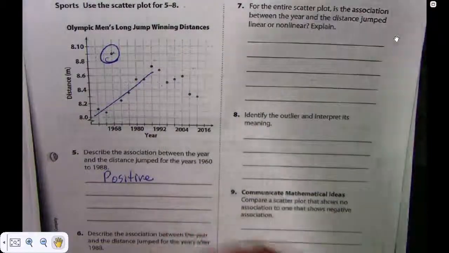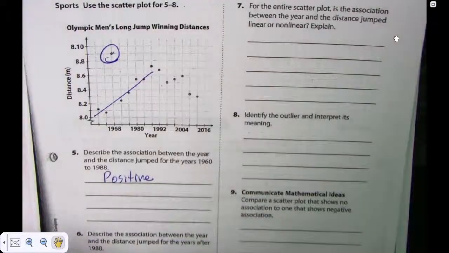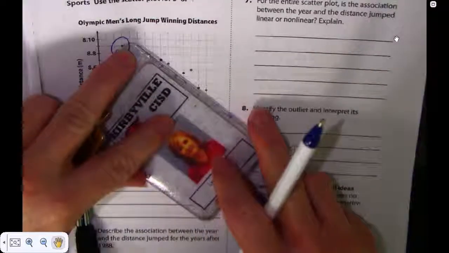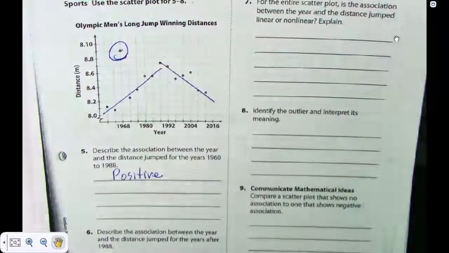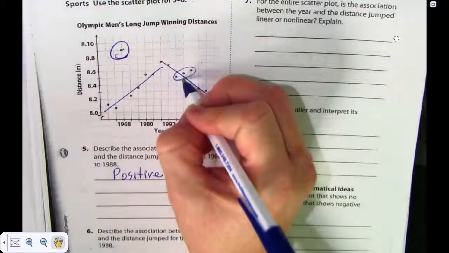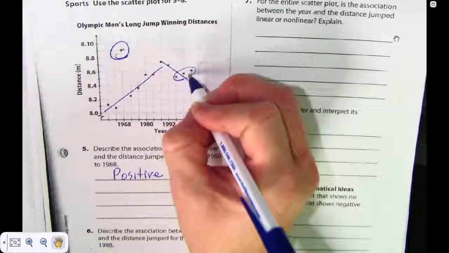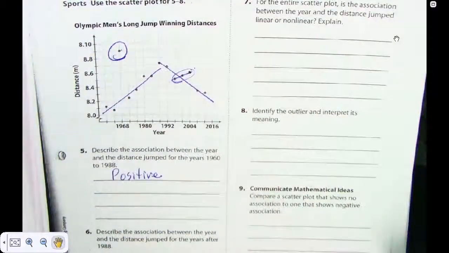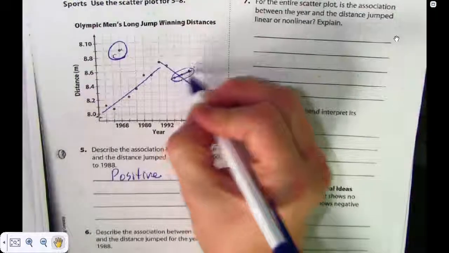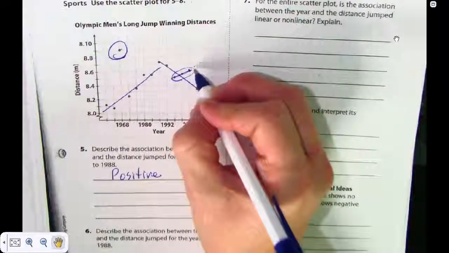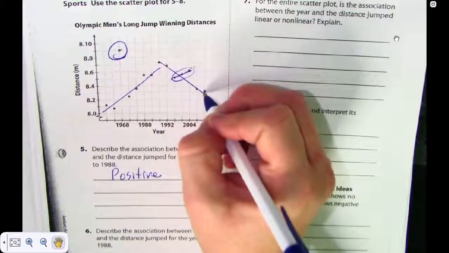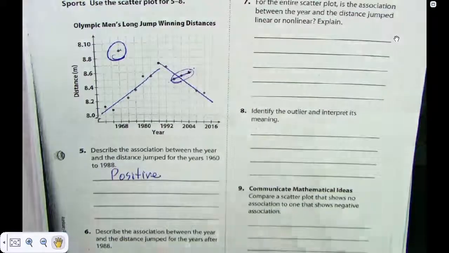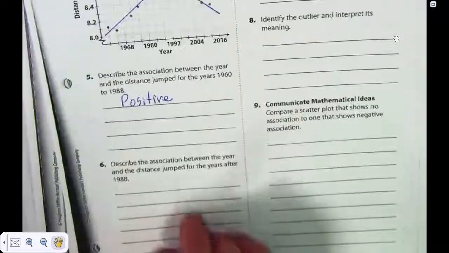Okay? Then on 6, it says after 1988. Well, they're coming down, aren't they? But what happened in between those years? They kind of went up, huh? Well, they basically all came down. But these 3 years, it went up a little bit. But then it came way down. So, it's basically negative.